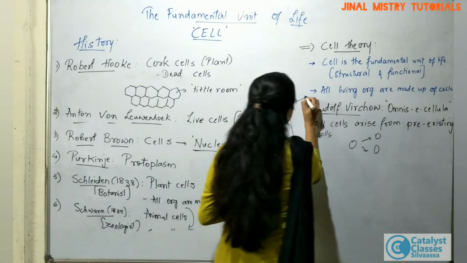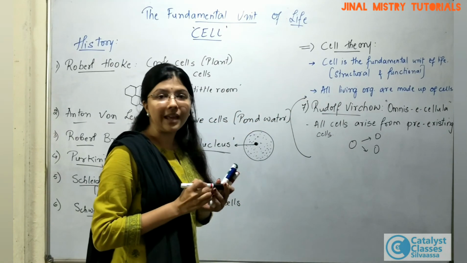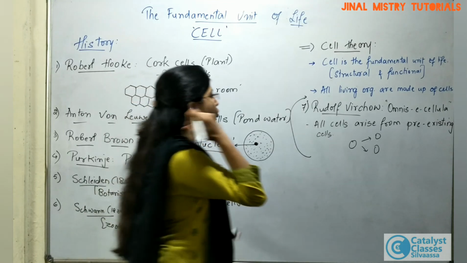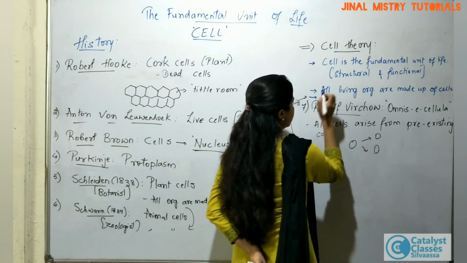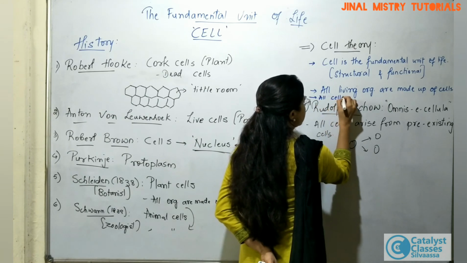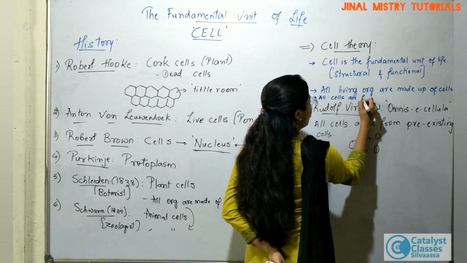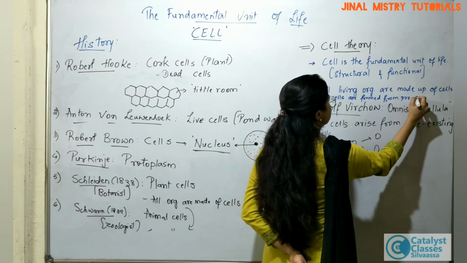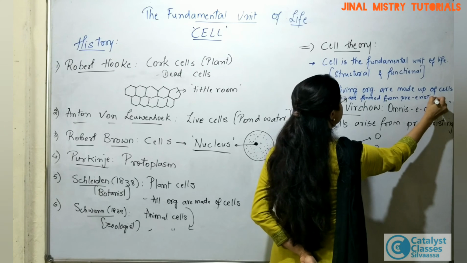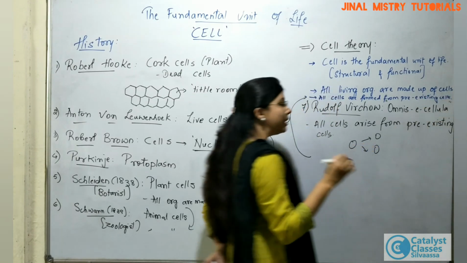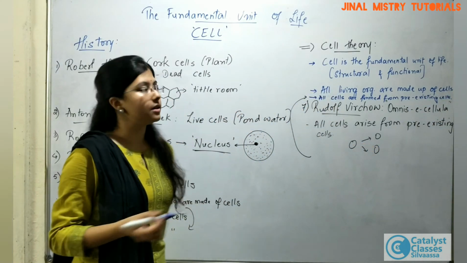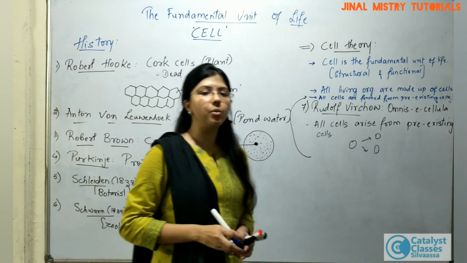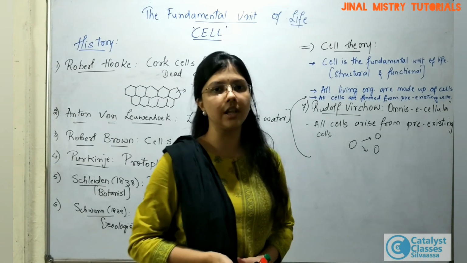So now if the question is asked in the exam, explain cell theory, you will have to write three points. Up till now, maybe you must have studied only two. The third point is this: all cells arise from pre-existing cells. मतलब जो पुराने cells होते हैं, those cells only divide to form the new cells. So this is the history of the cells, how the cell was discovered and how different components of the cell were discovered.